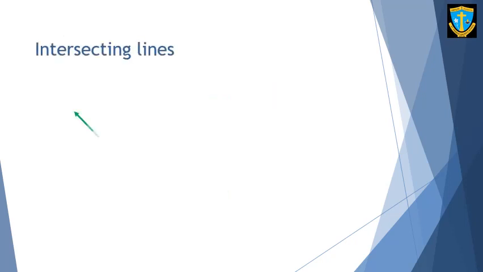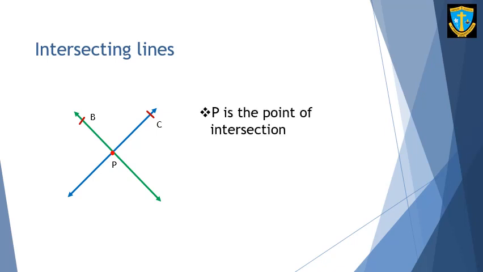Intersecting lines. Lines which cross over each other and meet at one point are called intersecting lines. If we have line B and line C, the point of intersection is called point P, or you can give any other point name. P is called the point of intersection, and line C intersects line B at point P.